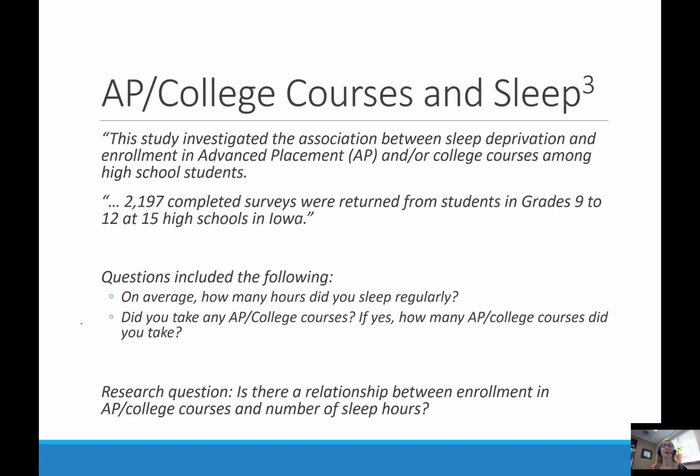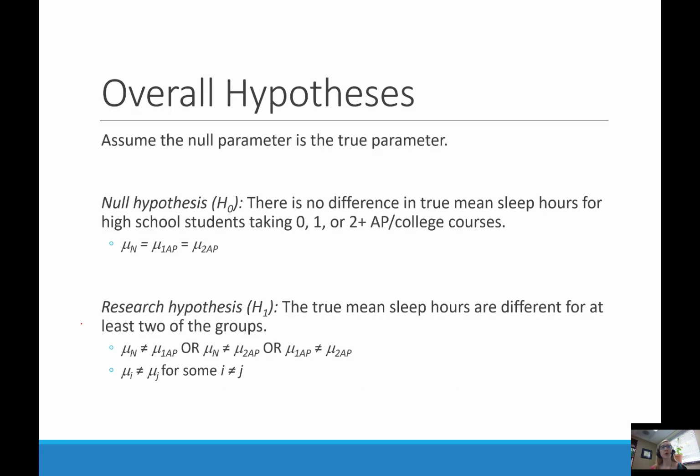Let's look at this in the context of the first study example. In this example, we have 3 groups to compare and thus 3 pairwise comparisons. Remember that our overall hypotheses assume that all of the groups have the same mean, while the research hypothesis states that some pair of groups does not have the same mean.